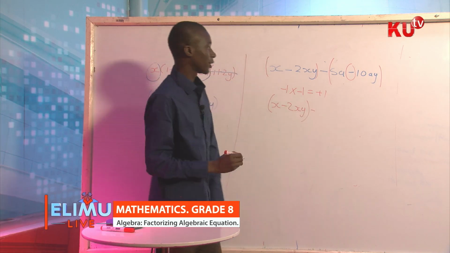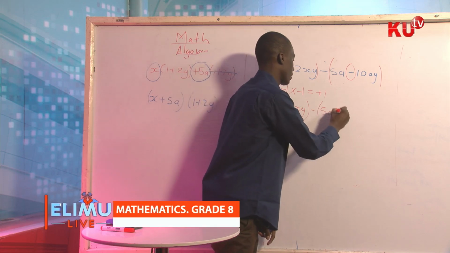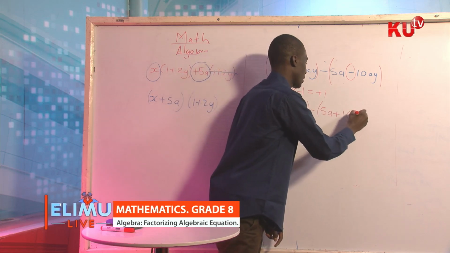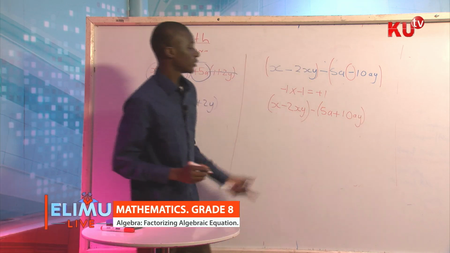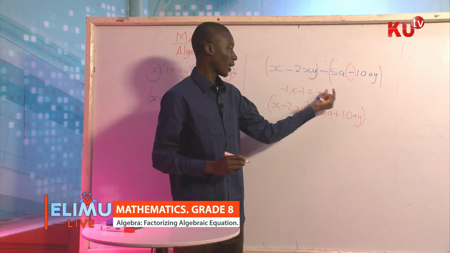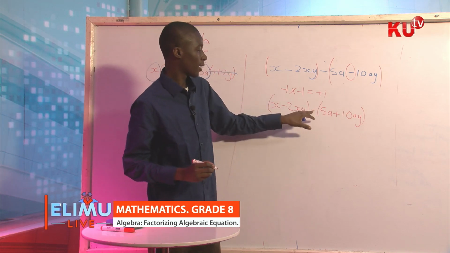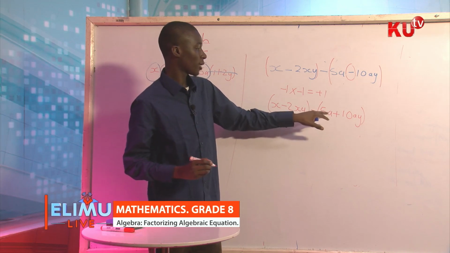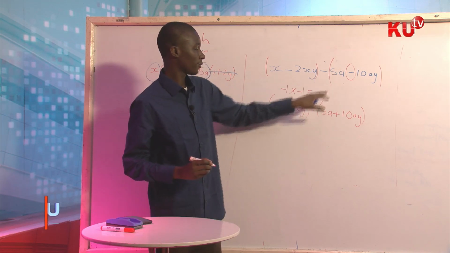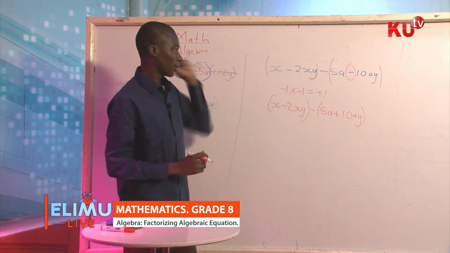is x minus 2xy, then a subtraction sign into bracket 5a plus 10ay. So this is the correct version. This sign is going to change from a subtraction sign to an addition sign, because this rule has to apply. -1 times 5, you're going to have a -5, and also -1 times 10, you're going to have a -10.